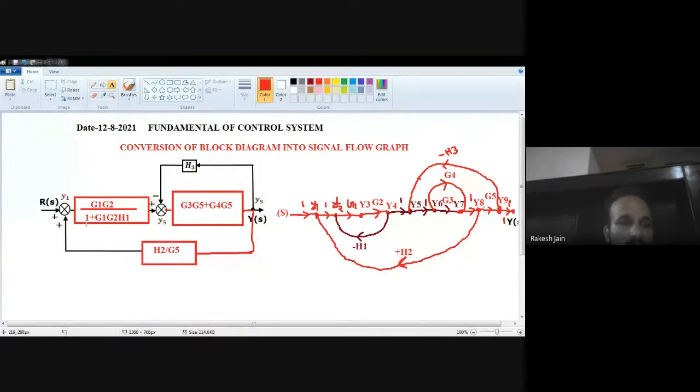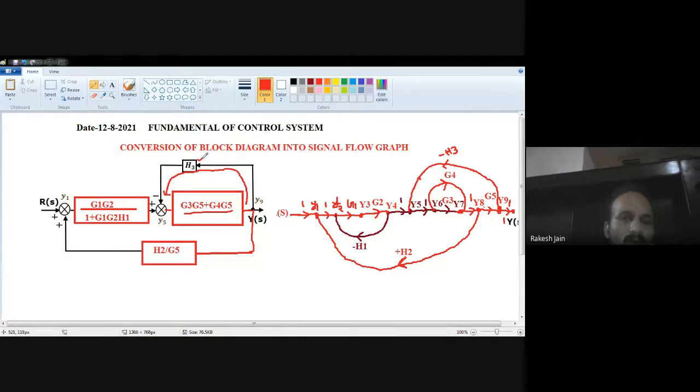Now see, you find out that with the help of the block diagram reduction technique, we can easily reduce the complexity of any given block diagram question. Now there is a feedback. The forward gain is G3 G5 plus G4 G5, and there is a feedback from the output. Whenever the output goes into the input again, that is known as feedback. So this is a feedback gain H3.